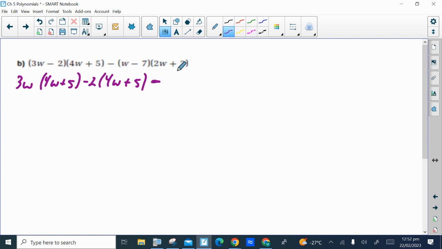minus. Now I'm going to open up another set of brackets here because we are going to have to subtract the whole second part from the first part. So using distributive property for that second piece, it's going to look like this.